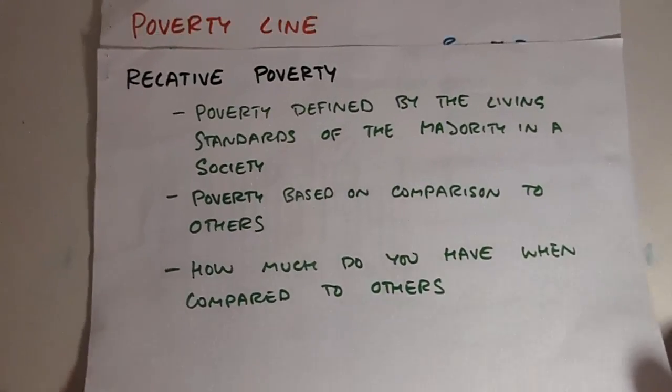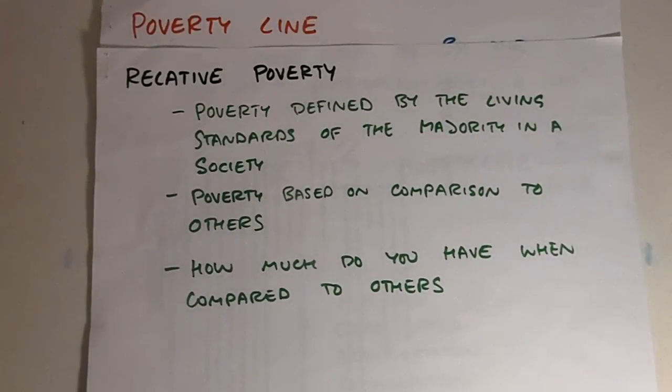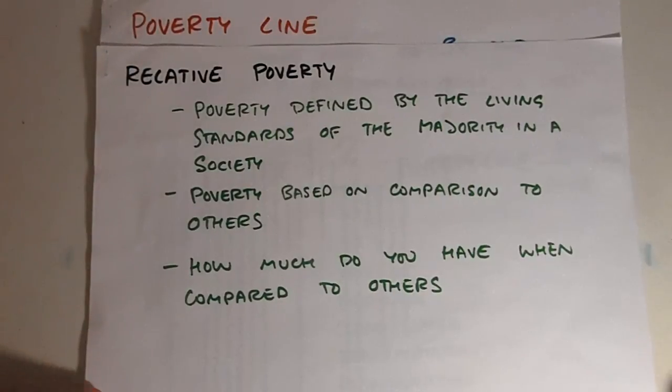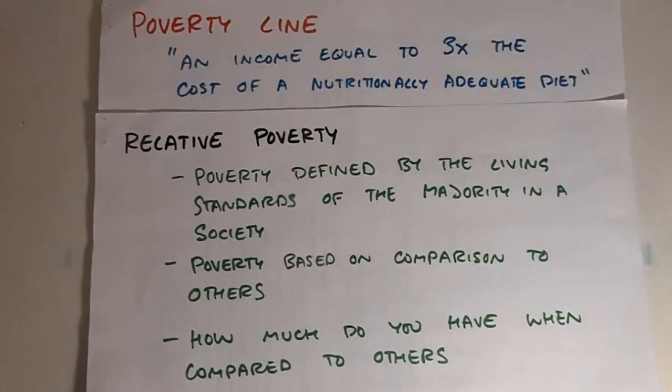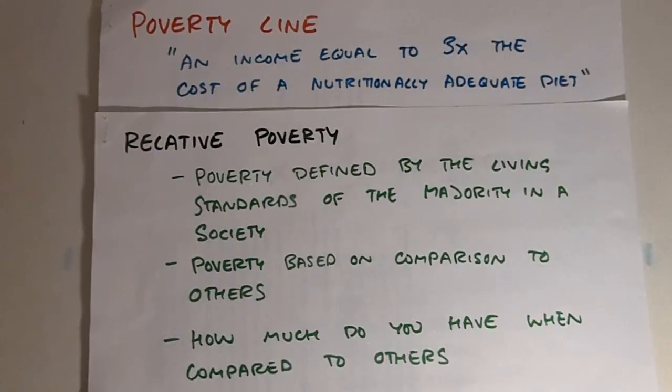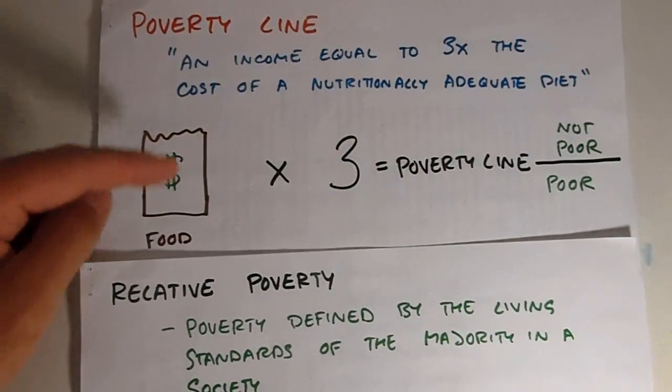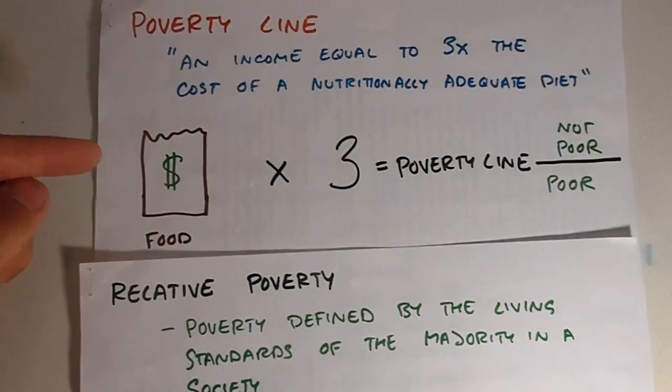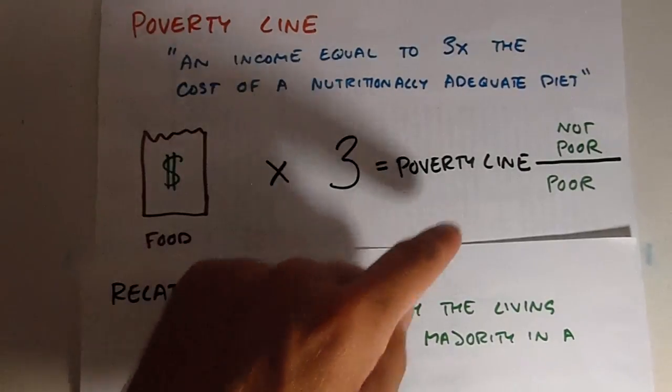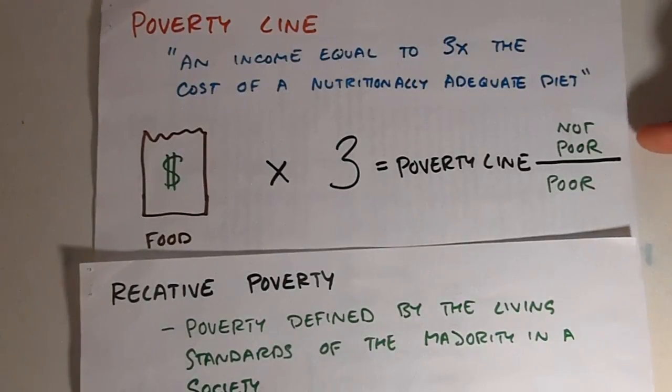One way that the United States government has measured poverty historically is with this concept of the poverty line. This was developed in the 1950s and 60s as a way to address and consider and scientifically look at poverty for the purpose of policy making. The poverty line is based on an income equal to 3 times the cost of a nutritionally adequate diet. So what you do is you look at how much food costs. Here's your grocery bag, as you can see. You multiply the cost of that grocery bag by 3, and that equals the poverty line. So if you make more money than that, then you are considered not poor. If you make less money, then you are considered to be in poverty.